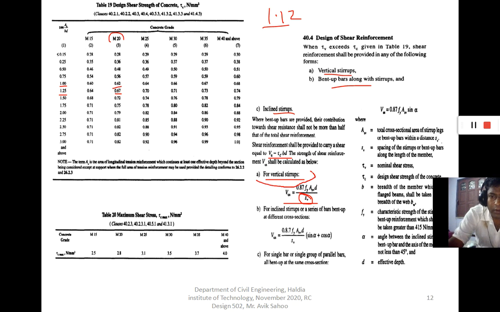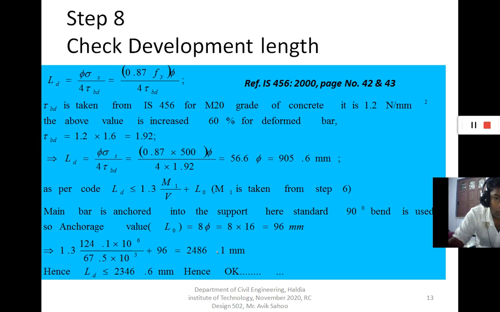Generally the vertical stirrups are commonly used, inclined stirrups are not used, but in some special cases such types of stirrups are used. And the bent up bars were used in the past, but nowadays vertical stirrups are mostly used in RC design and RC construction.